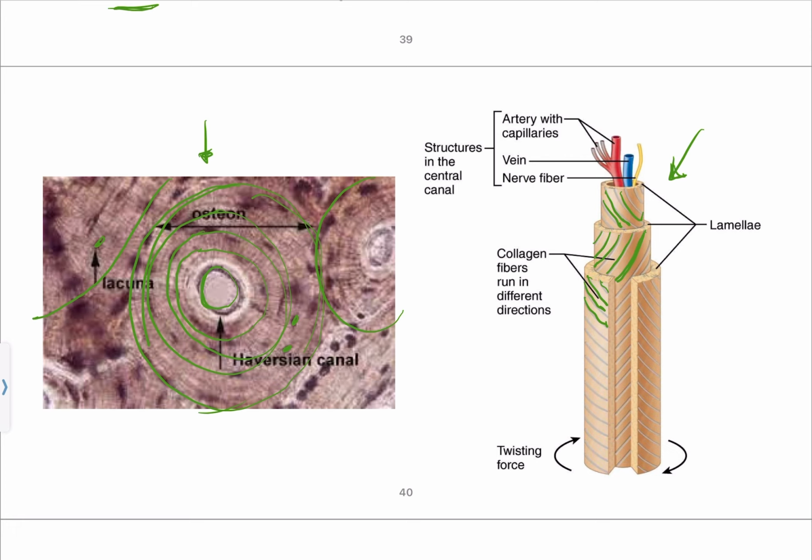This is important because if all of our collagen fibers in each lamella ran in the same direction, we could easily snap our bone if we went in that direction. So having the collagen fibers run in alternating directions in adjacent lamellae really helps us resist some of the stresses and the twisting forces that we put on our bones all the time. Also, we can see the center right here, and that's our central canal or Haversian canal, whose function is to carry our blood supply, our arteries and veins, as well as nerves.